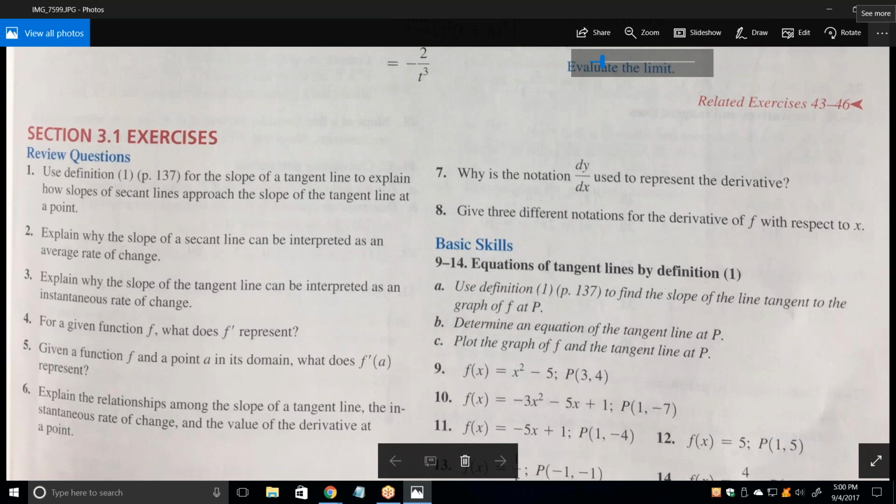So number 2 is the first problem. Explain why the slope of a secant line.